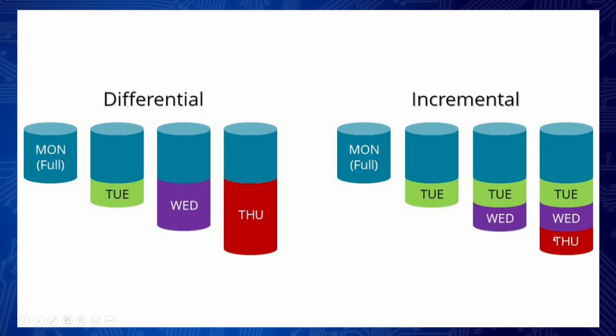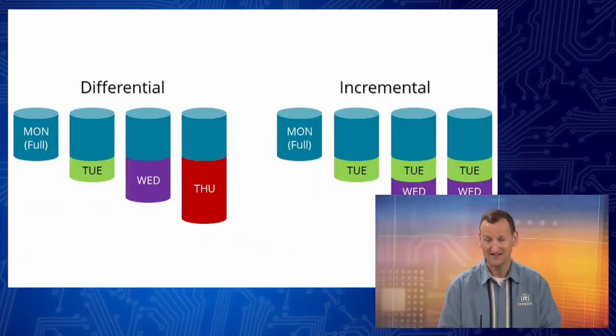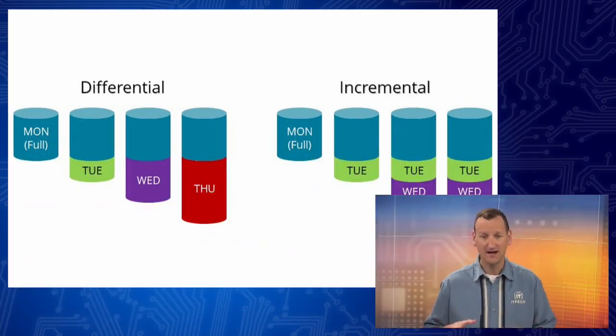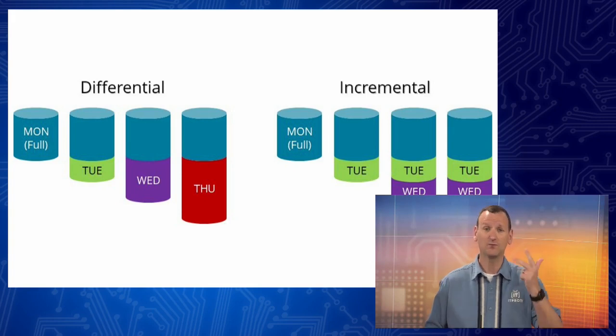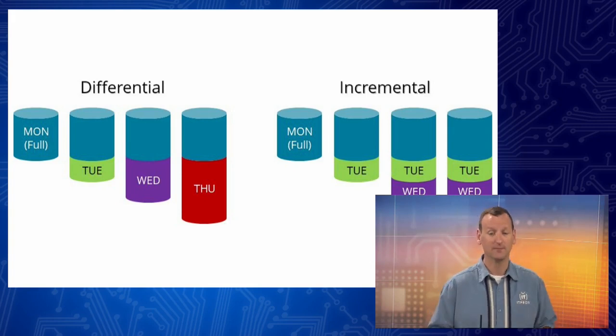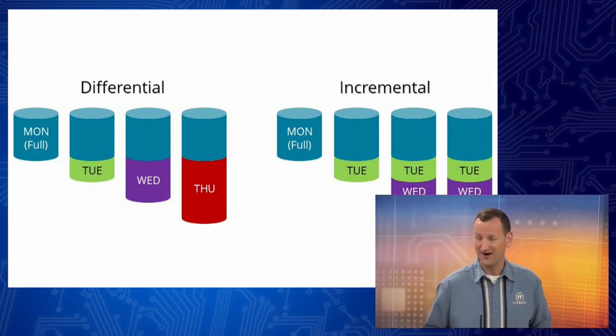Very, very small, smaller data sets. This allows our backups to happen much, much faster, right? They take less time. They're far more efficient. The trade-off, though, is complexity. If I have a failure on Thursday or on Friday, and I want to go and do a restore, I've got to restore the full backup, then Tuesday's backup, then Wednesday's backup, then Thursday's backup, restoring each one. And when I get them all restored, now I'm all caught up, right?